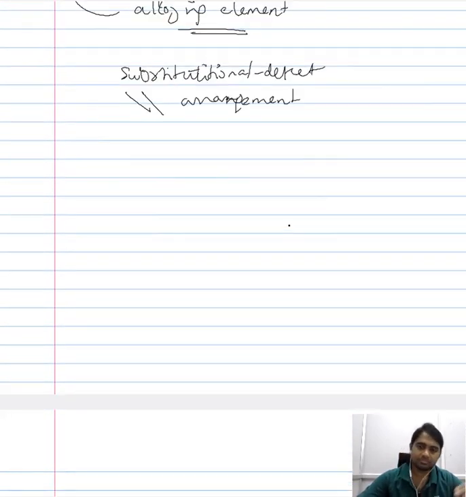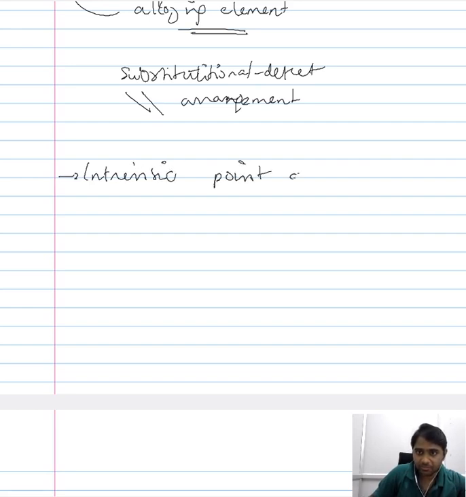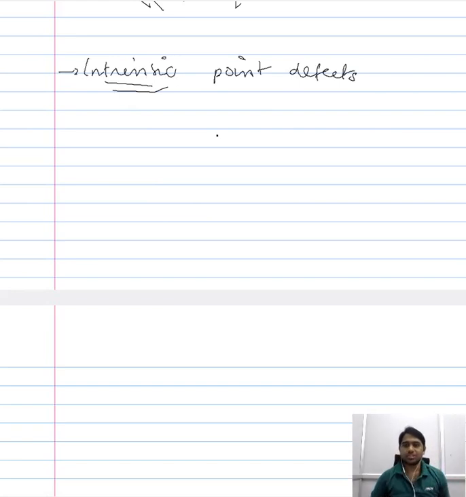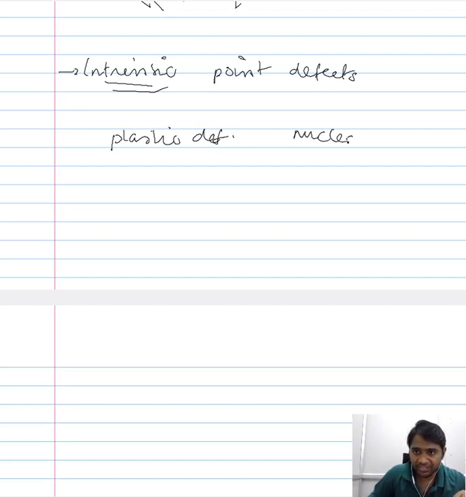Now let us go back to the point defect, particularly the intrinsic point defect, to have some basic understanding. In order to gain some basic understanding of the point defects as a whole, let us go back to the intrinsic case. There are various factors that could contribute to the formation of intrinsic point defects. So these factors include plastic deformation or nuclear irradiation.